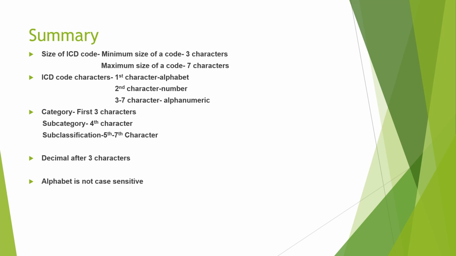Decimal must be placed after 3 characters if you have a 4th, 5th, 6th or 7th character in a code. But if you have only a 3 character code, you should not place a decimal after that. And as we have already discussed, alphabet is not case sensitive. It means you can write the alphabet in uppercase or in lowercase. I hope you understand this concept very clearly.